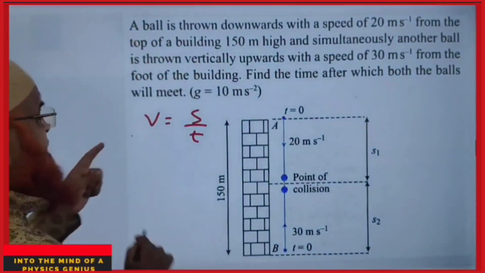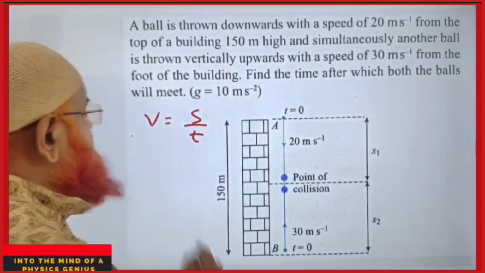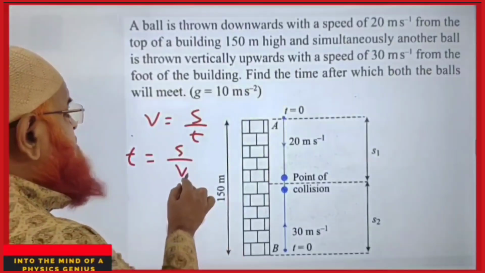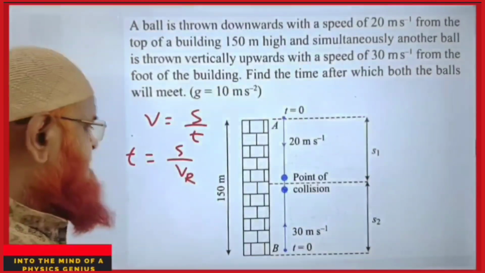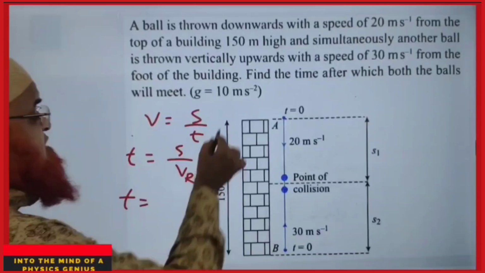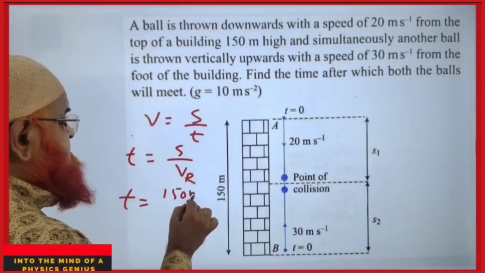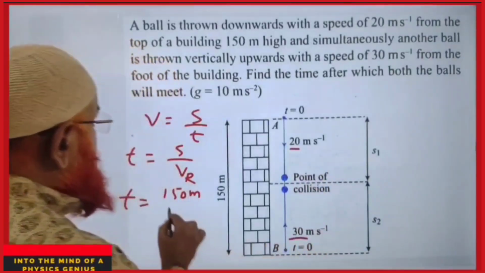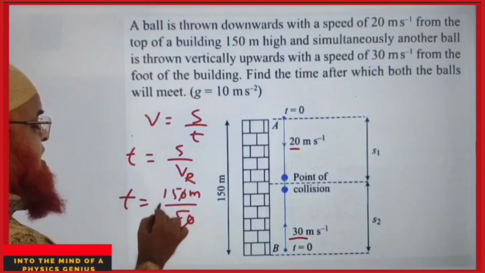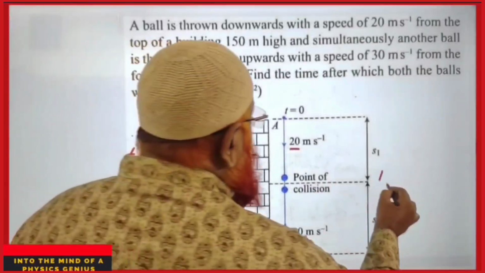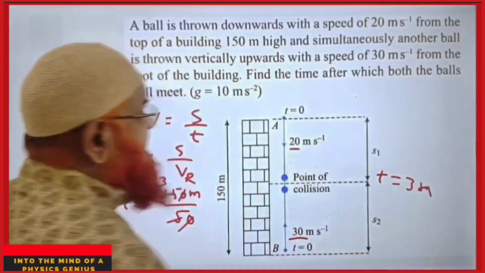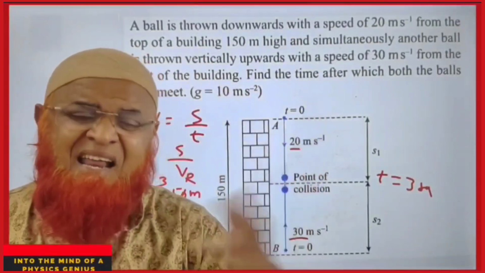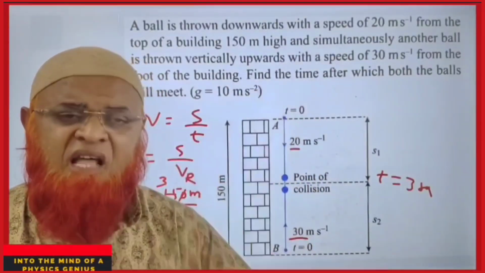You all know the general formula: velocity is equal to displacement by time. But time is nothing but displacement by velocity. But here you have to consider relative velocity. So what is the displacement here? Displacement is 150 meters and relative velocity is you have to add 20 and 30, which is going to be 50 here. Your answer is 3 seconds. So they are going to meet after 3 seconds. This is a shortcut formula. If you go by the general method, you can just scan it in any application and you will get a very lengthy solution.